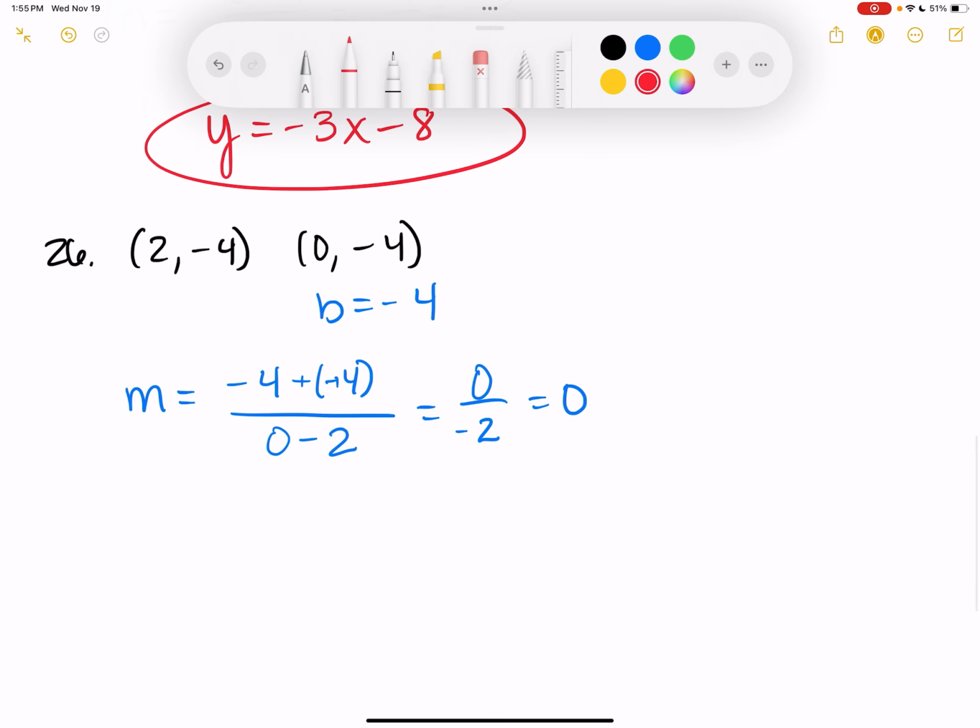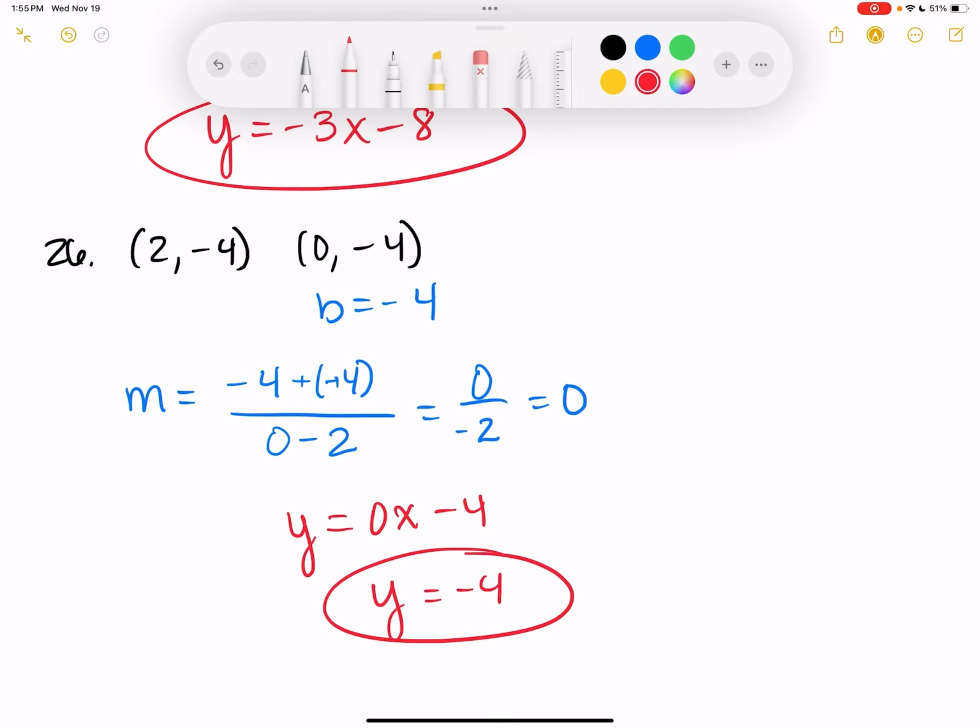So, what does that mean about this line? That means it's y equals 0x plus y equals -4. So, it would look like this. However, we wouldn't leave it this way. We would rewrite it as y equals -4 because it's a horizontal line.